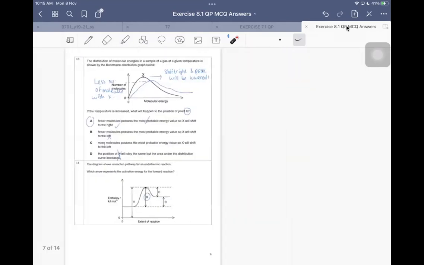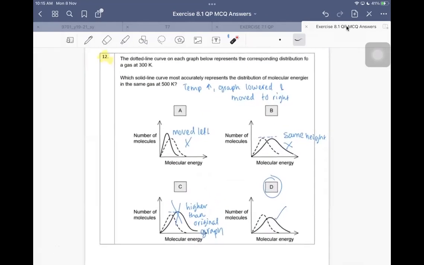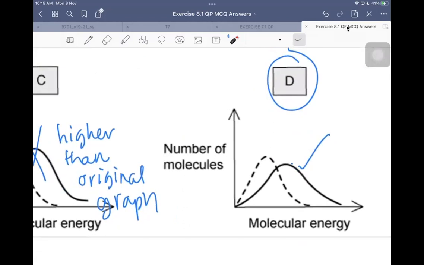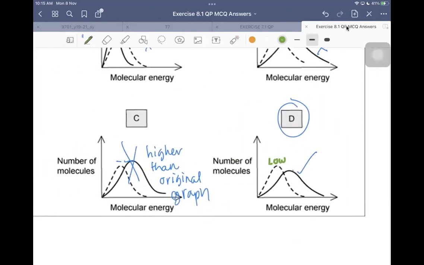Next is question 12. The dotted line curve on each graph below represents the corresponding distribution for a gas at 300 Kelvin. Which solid line? So the dotted line is low temperature. Okay, so we look at graph D. Dotted line is low, and then the solid line is high temperature.